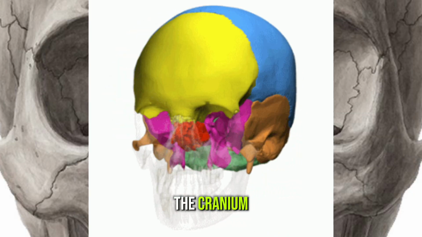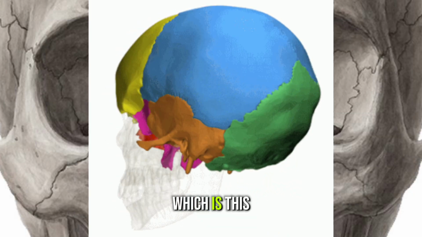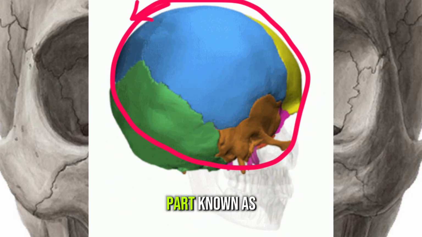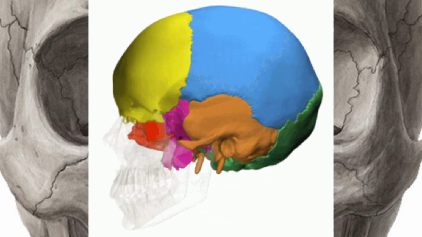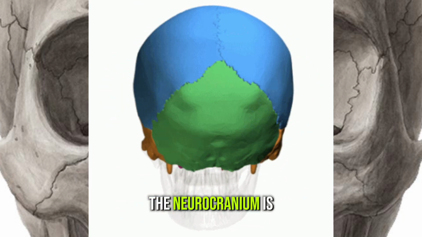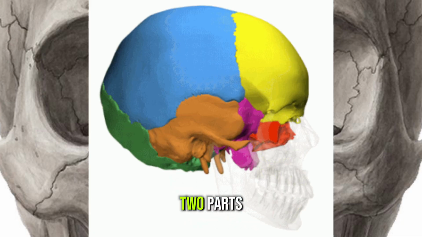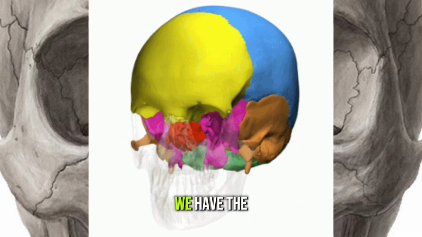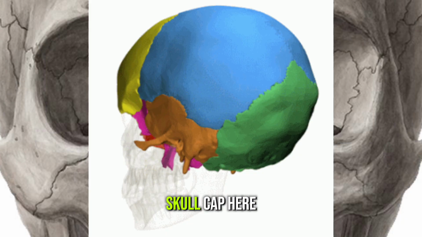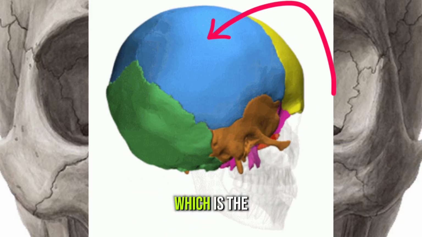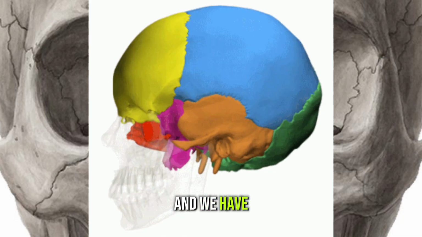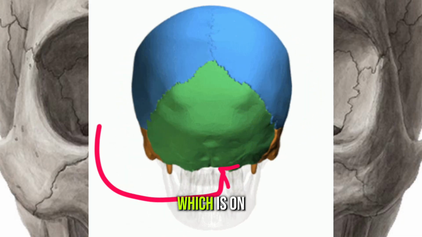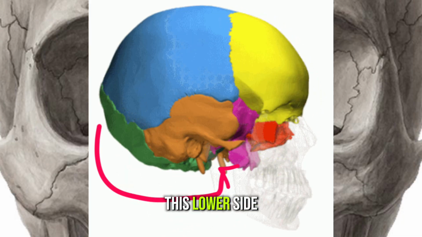So we have the cranium, which is this part known as the neurocranium. The neurocranium is made up of two parts. We have the skull cap here, which is the calvaria. And we have the skull base, which is on this lower side.